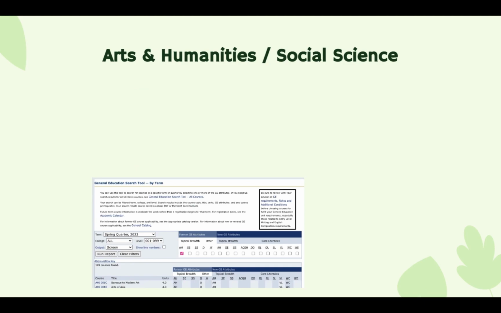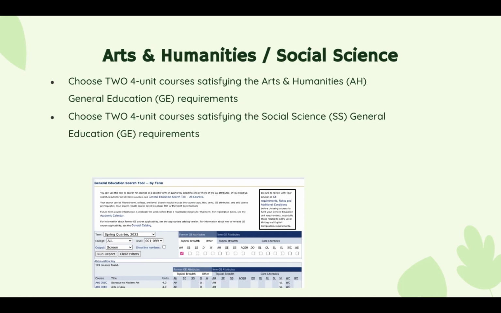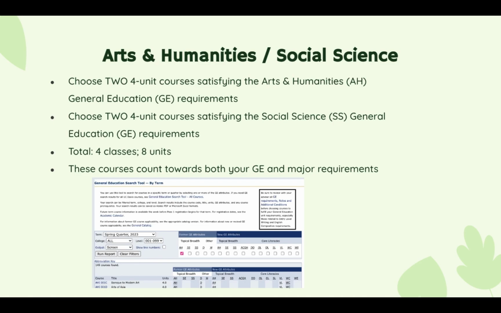In addition to the classes previously outlined, you also must take 2 4-unit courses satisfying the Arts and Humanities GE, and 2 4-unit courses that satisfy the Social Science GE requirement, for a total of 4 classes and 16 units. These courses count towards both your GE and major requirements, so you can use them for both. And there are a lot of great class choices to fulfill these course requirements.